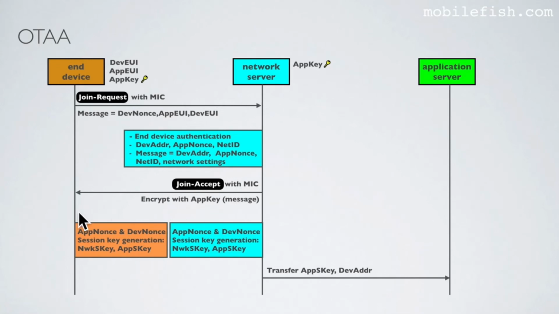Now both the end device and network server share the same app nonce and dev nonce, as you can see over here. The end device and network server use the app nonce and the dev nonce to generate two session keys, the network session key and the application session key. The network server sends the application session key and device address to the application server.